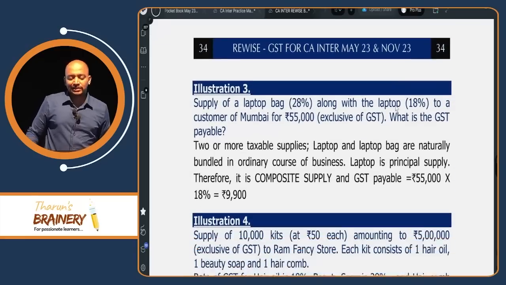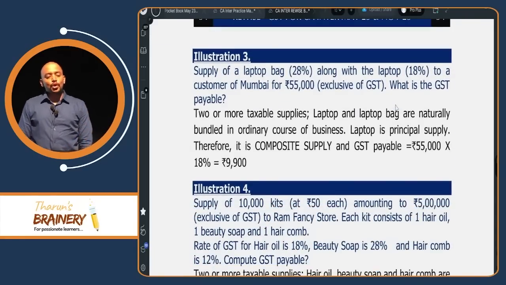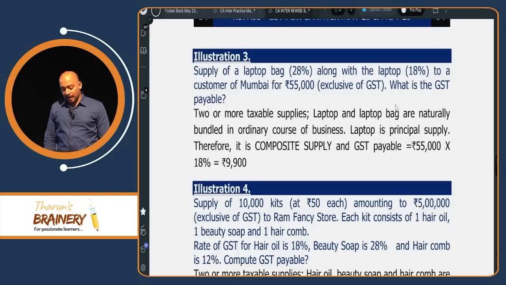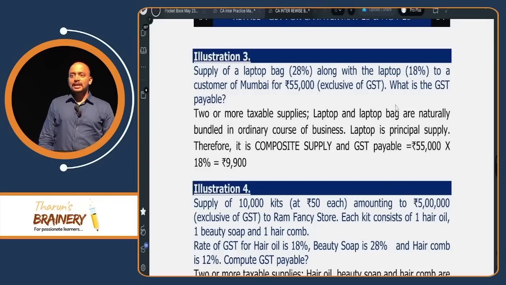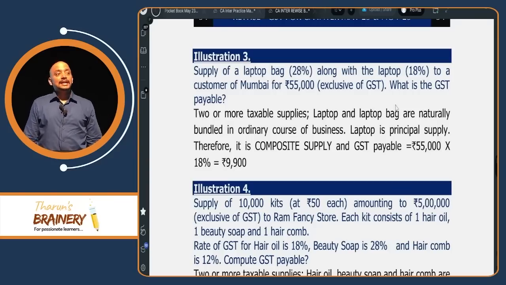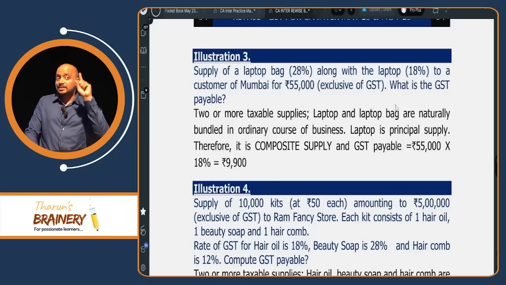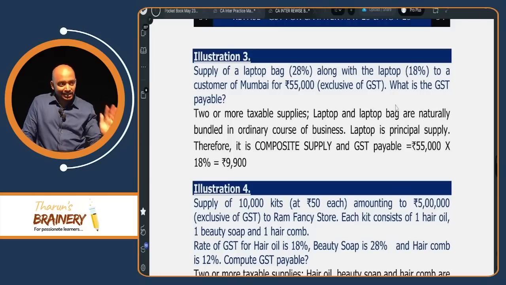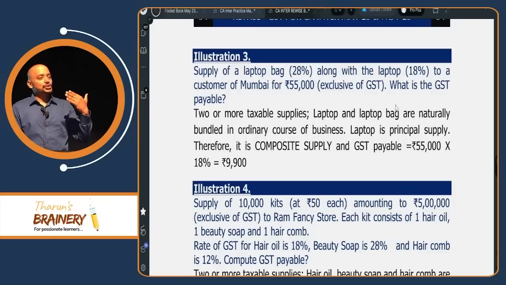Now see this illustration 3. Next page. Laptop and laptop bag sold to a customer for 55,000. First, laptop and laptop bag, both are taxable. First we are checking composite supply. Both are taxable. Naturally bundled in the ordinary course of business? Yes. Usually, that's what it is. You are always seeing the exception. Please don't see the exception. Generally, a person who sells the laptop will sell the laptop bag also. So, in the ordinary course of business, it is naturally bundled.